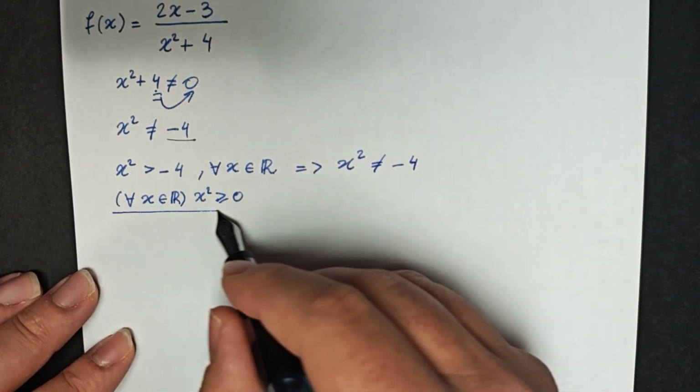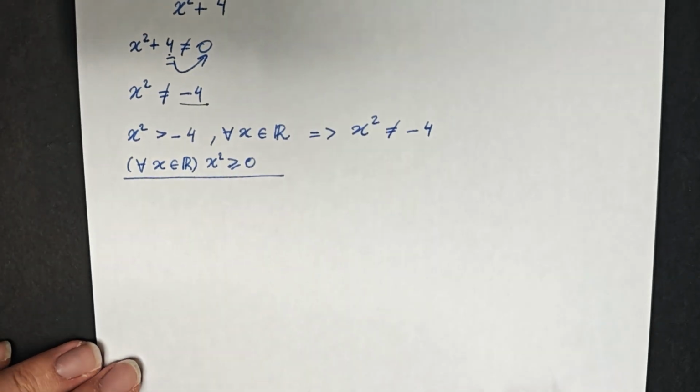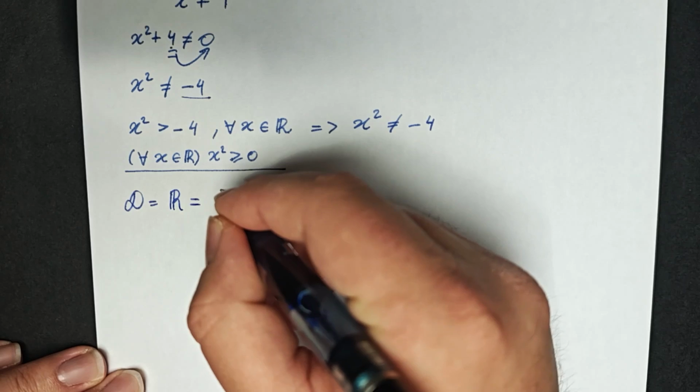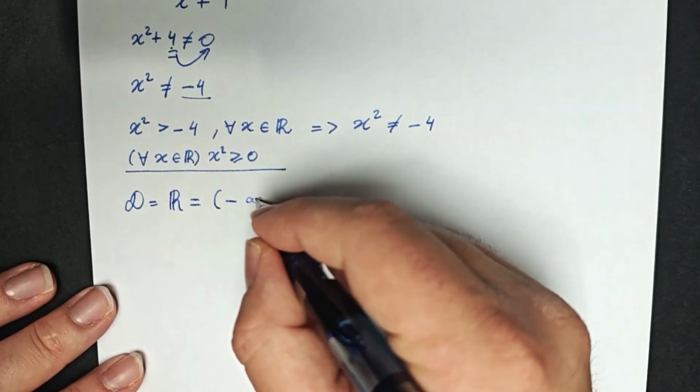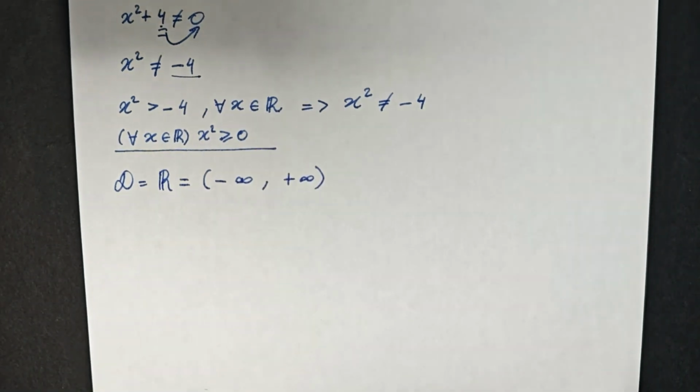So this line here, which states that whenever you square a number, you are going to get a non-negative value. Well, this means that whatever value you can choose for x, the denominator will never be 0. Therefore, the domain in this case is an entire set of real numbers. And we can write that in an interval notation from negative infinity to positive infinity and close parenthesis.